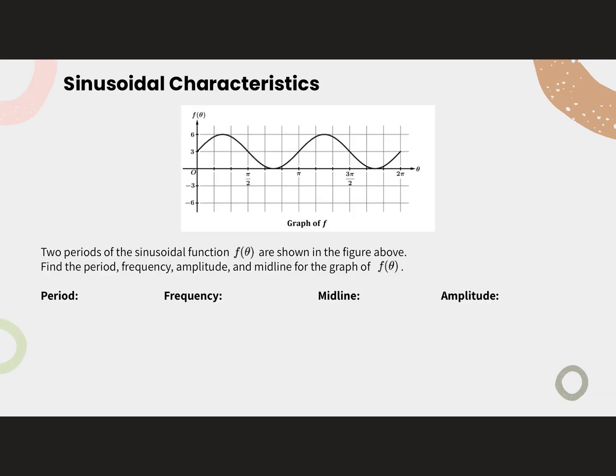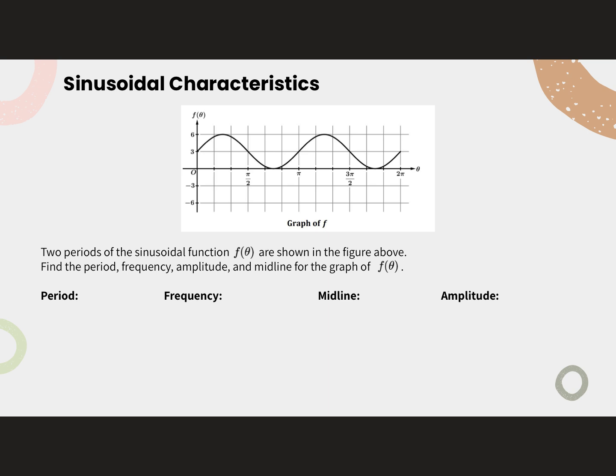Our goal in 3.5 is to identify these characteristics for various sinusoidal functions that have been transformed. We're going to be focusing on graphs and verbal representations. Eventually we will add in tables and equations into the mix, but for now we're mostly going to be looking for these 4 features: period, frequency, midline, and amplitude from a graph or from a verbal description.